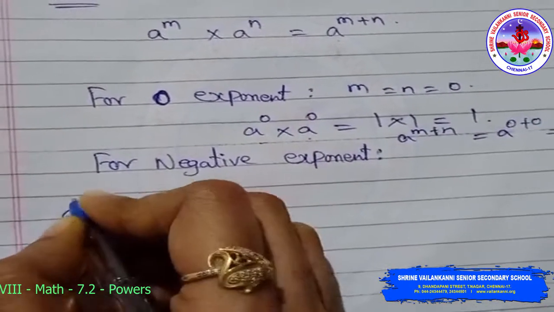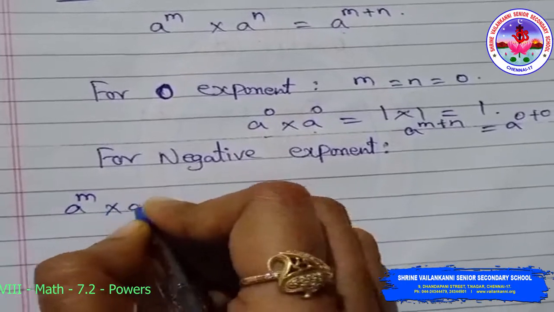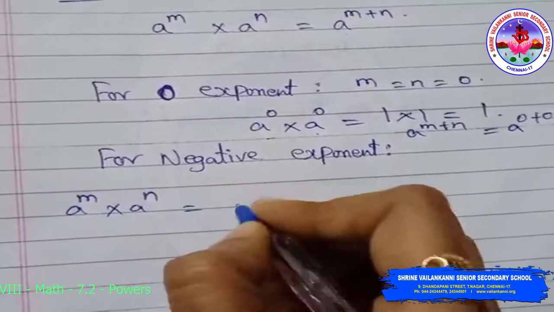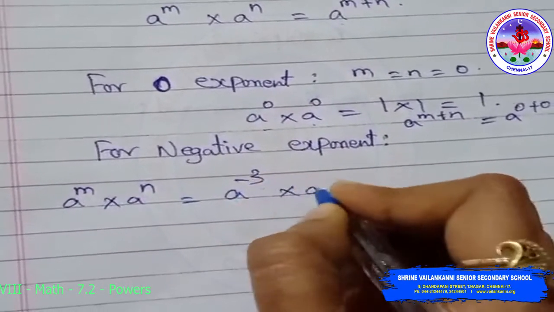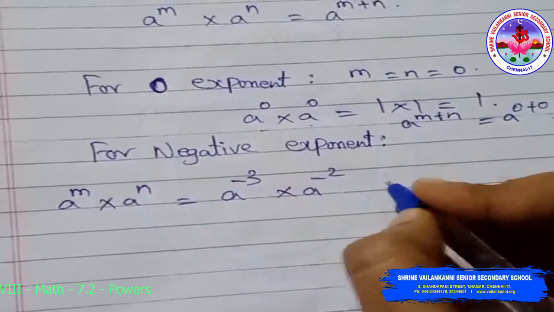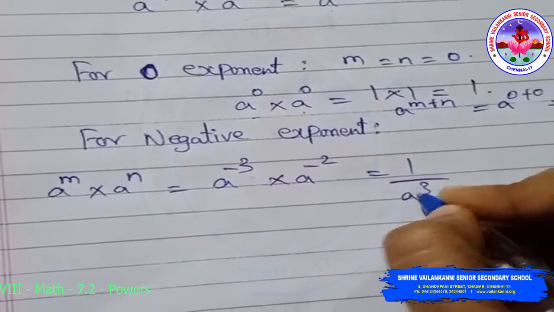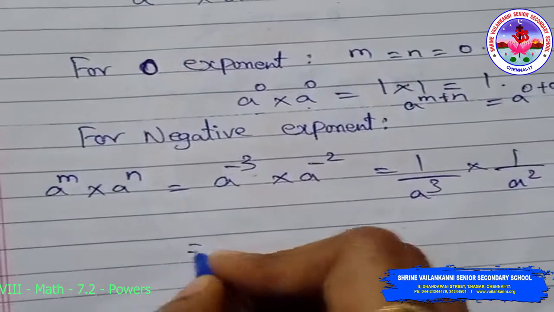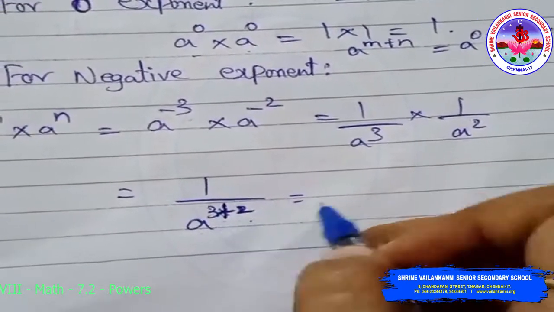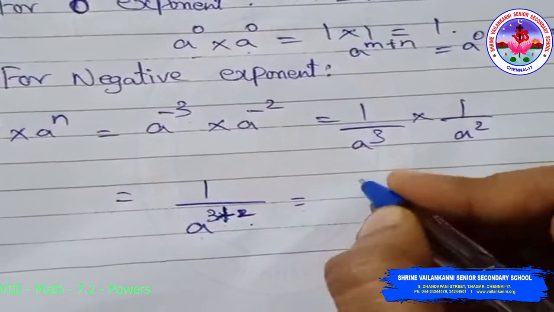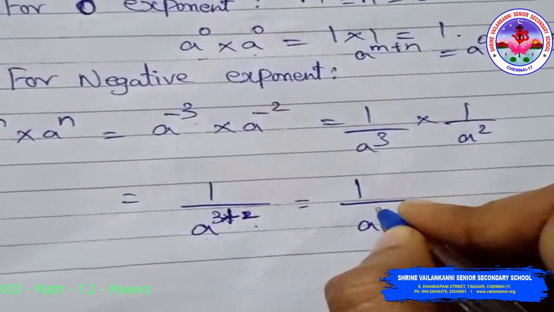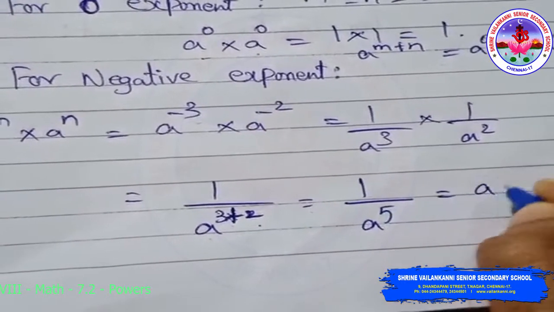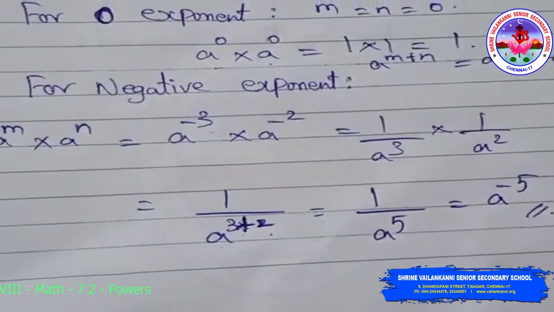The next one is for negative exponent. a power m into a power n is equal to a power negative 3 into a power negative 2. 1 by a power 3 into 1 by a power 2 is equal to 1 by a power 3 plus 2 is equal to 1 by a power 5 is equal to a power negative 5 is the answer.